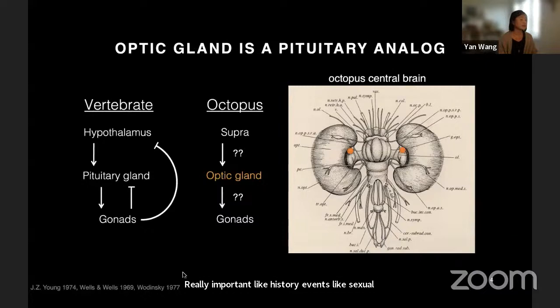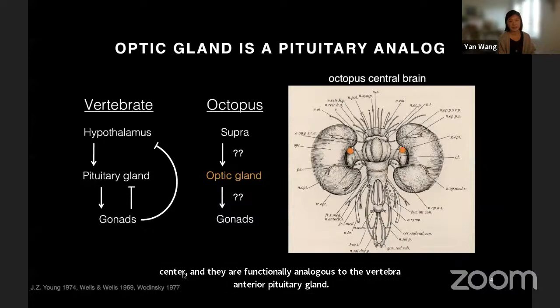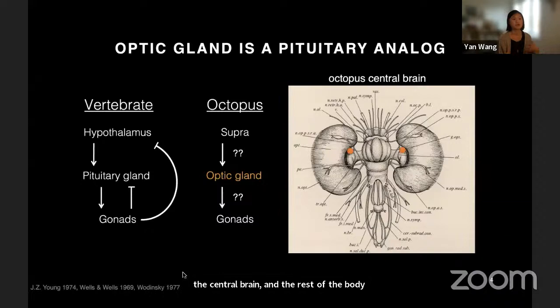In the octopus, the optic glands, which I've highlighted in orange here, are the neuroendocrine center. And they are functionally analogous to the vertebrate anterior pituitary gland. So they also mediate communication between the central brain and the rest of the body to control sexual maturation. However, the mechanistic details of this pathway are really not known, which I've tried to highlight with these question marks here. So for a long time, researchers suspected that hormone signaling was at play underlying the optic glands function, but we had no idea what those hormones are or how they were utilized, and very little understanding about optic gland function in general.